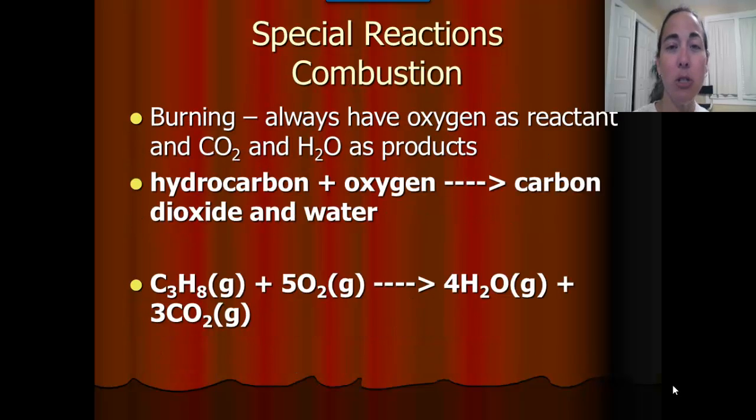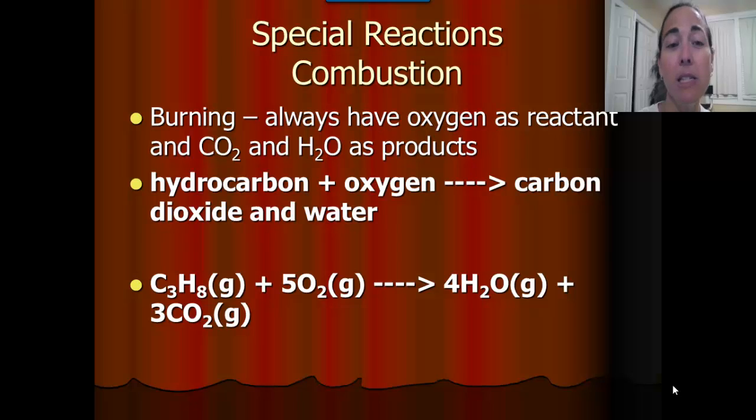The second special reaction that I want to show you is a combustion reaction. Now, combustion refers to burning. So when combustion reactions occur, oxygen is one of the reactants. A lot of times combustion reactions involve a hydrocarbon, which is a compound that's made of hydrogen and carbon. When a hydrocarbon burns, the products are always carbon dioxide and water.